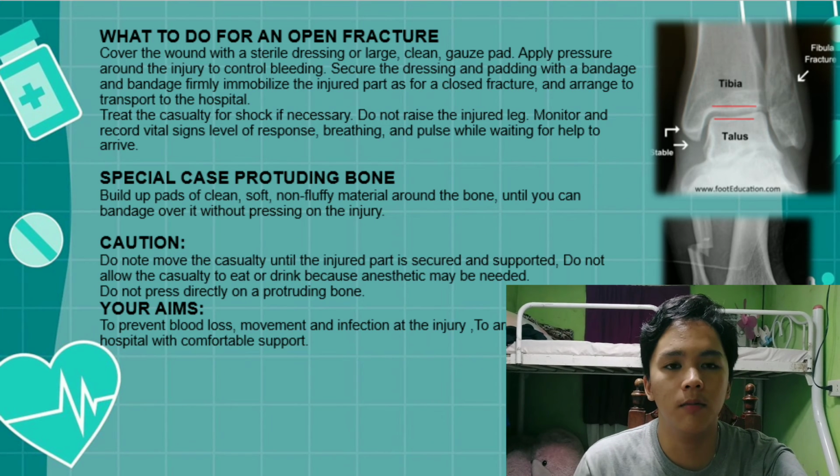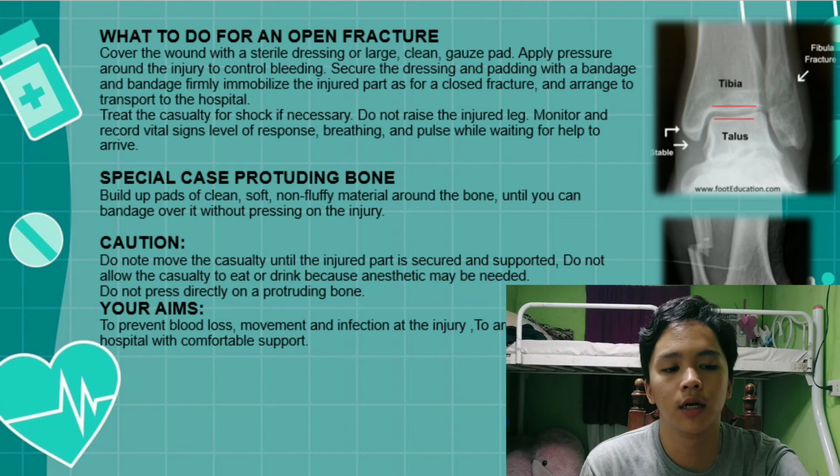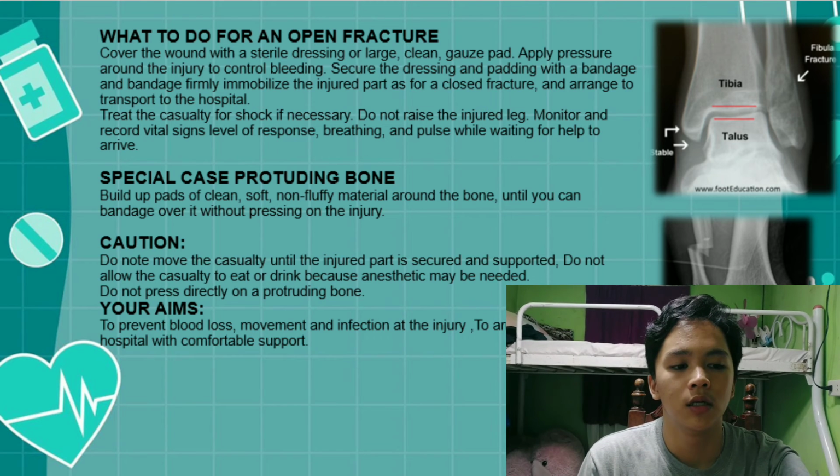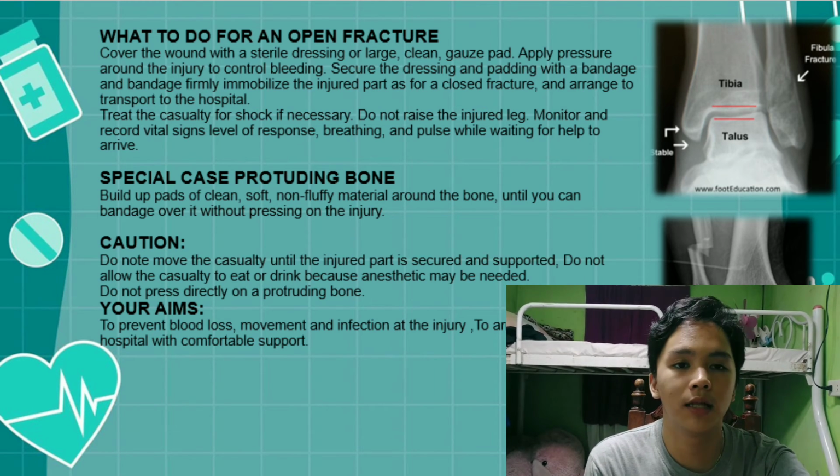So, ano nga ba yung dapat natin gawin if may nakita tayo or may casualty na alam natin na may open fracture, close fracture yung injury niya. So, unang-una is supportahan natin yung joints sa taas or yung sa baba, yung na-injury ng kamay natin hanggang ma-immobilize natin yun ng sling or bandage.